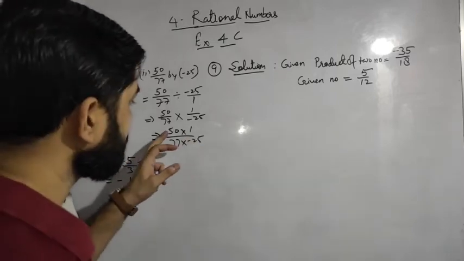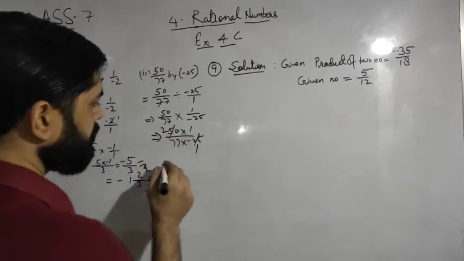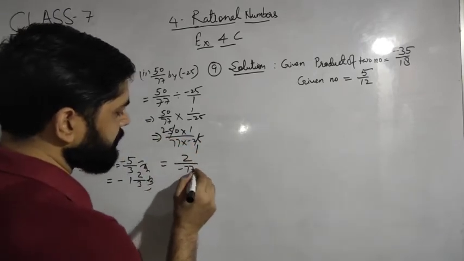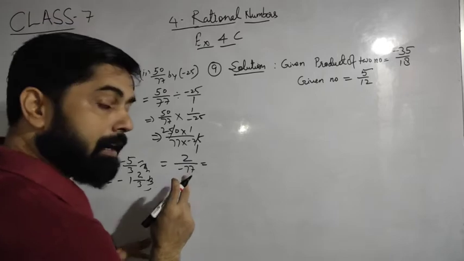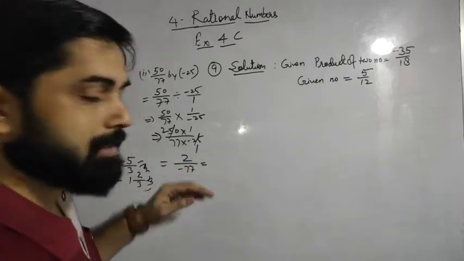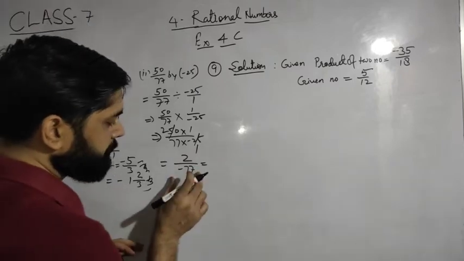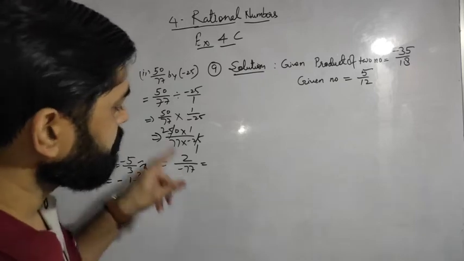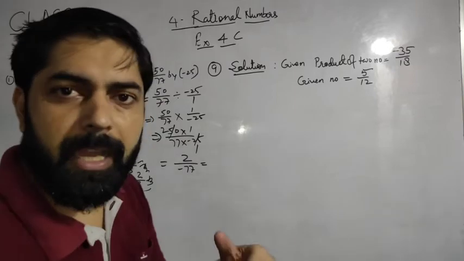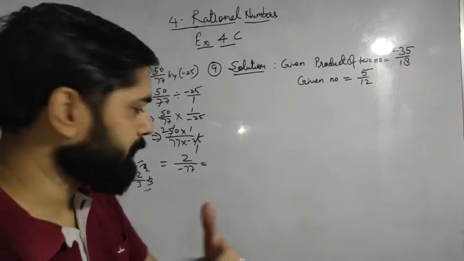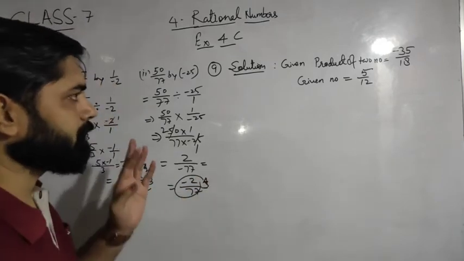Okay. Then 50 and 25 are divisible. 25 1s are 25, 25 2s are 50. Understood? Then we get 2 upon minus 77. Yes or no? 2 upon minus 77. Then keep in mind, in rational numbers, we always write the answer with a positive denominator. So this is not in a positive denominator. So we write it with a positive denominator. How can we write it? We can write it by multiplying numerator and denominator both by minus 1. Then minus 2 upon 77. So this is the answer of this question.